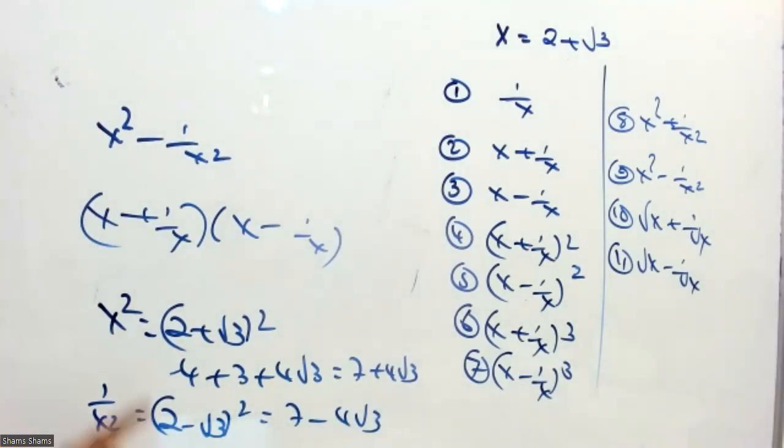Even if you're adding, you will get what the previous question had. X square plus 1 by x square: 7 plus 4 root 3, 7 minus 4 root 3, gives 14. Are you okay with what I said? I think you didn't understand.